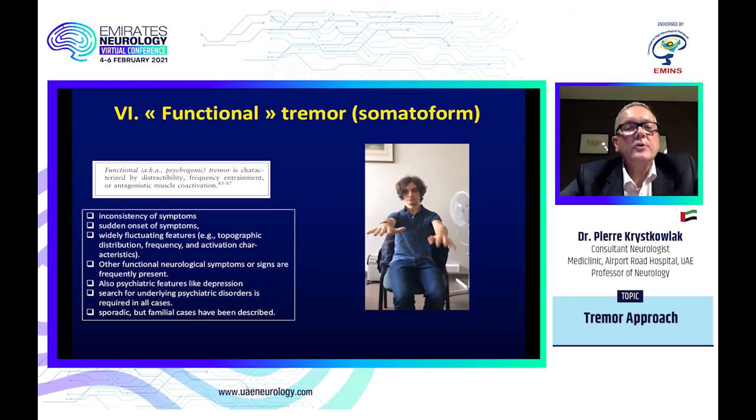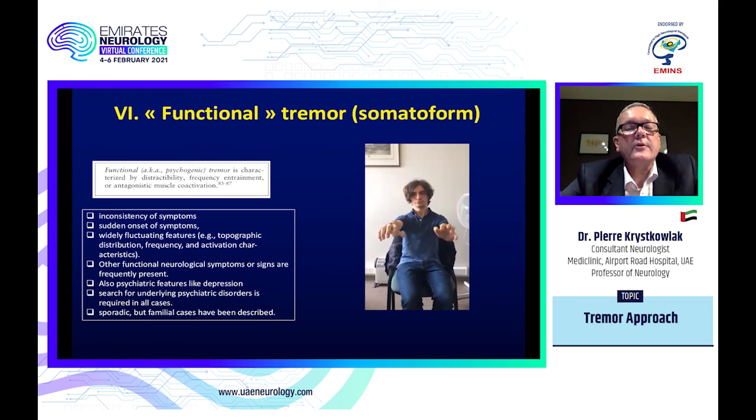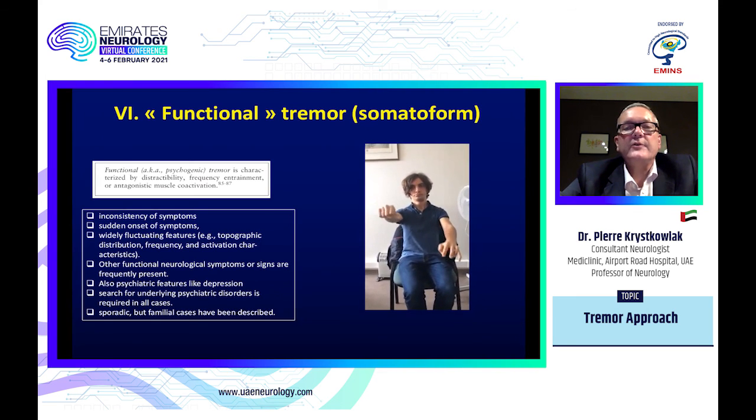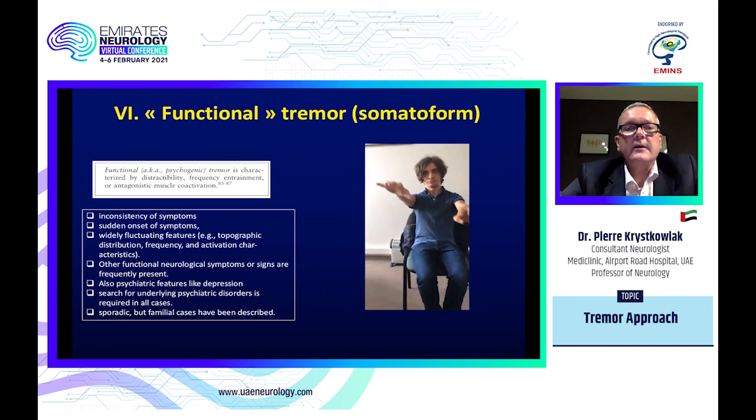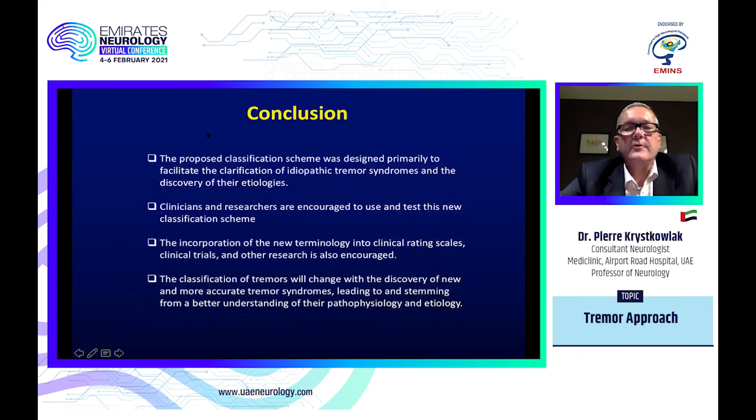I'm not going to comment further on this kind of tremor. This is just to show you that this is in the sixth part of the classification. And of course, you have also another part, indeterminate tremor: tremor you cannot classify in any part of this classification.